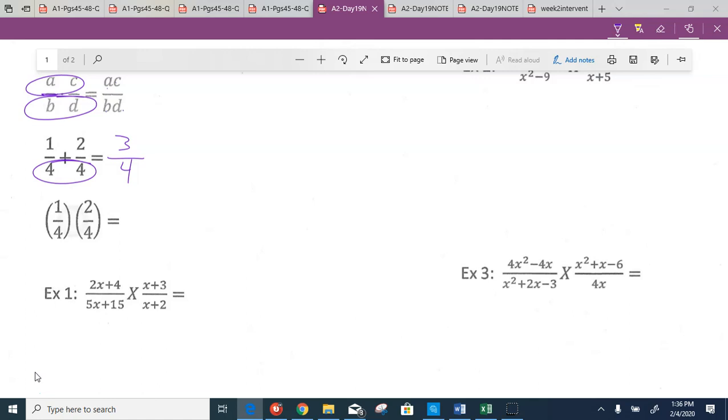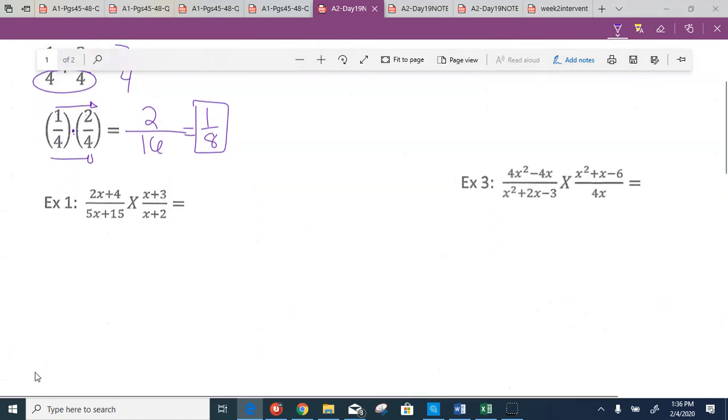However, when you're multiplying fractions, you multiply straight across the top and straight across the bottom. So in this case, we would have 1 times 2, which is 2, and 4 times 4, which is 16. That would simplify to 1/8. Simplifying being one of the key ideas for today's assignment. So let's begin with example 1.